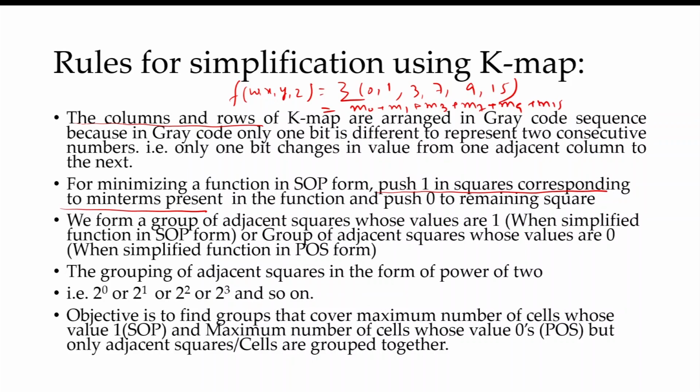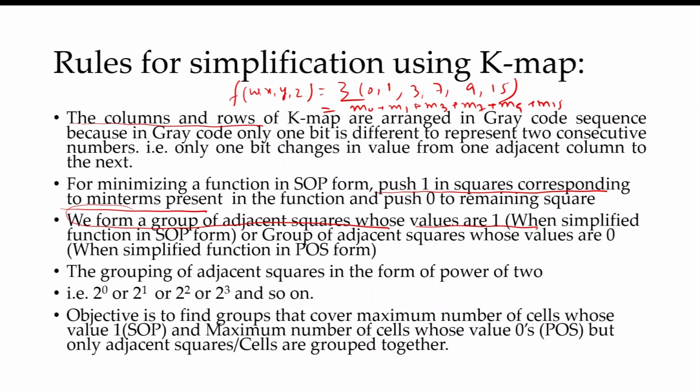we push 1 in the squares corresponding to minterms m0, m1, m3, m7, m9 and m15, because these minterms are present in the representation of the function, and in the rest of the minterms which are not present here, we simply put 0 in those squares. Next, after pushing the 1s and 0s in the corresponding squares, we form a group of adjacent squares. And when we form a group of adjacent squares whose values are 1, we get the simplified function in SOP form.